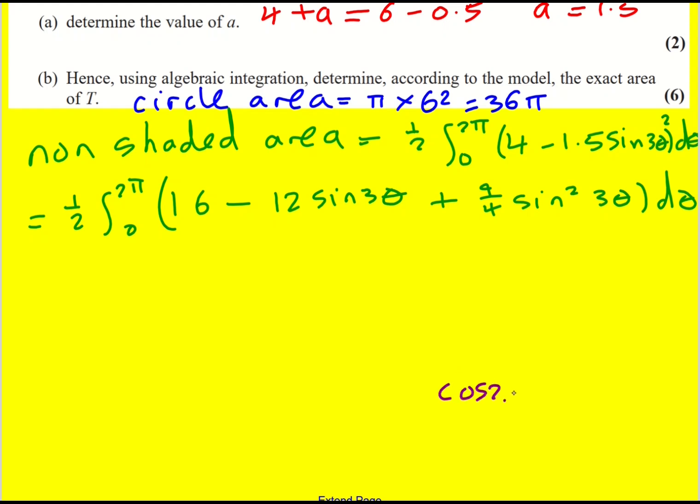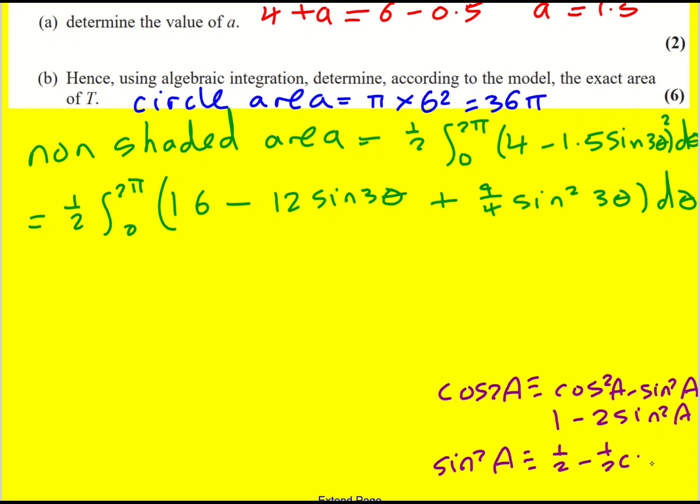And it's to use cos 2a. Well, it's cos squared a minus sine squared a. Actually, I will write that down. Cos squared a minus sine squared a. But we just want to get sine squared, so we replace cos squared by 1 minus sine squared. We get 1 minus 2 sine squared a. Rearrange, this means that sine squared a is going to be identical to a half minus a half cos 2a, which means this here, if I replace a by 3 theta, is going to equal a half minus a half cos 6 theta. Okay, we're ready to integrate.